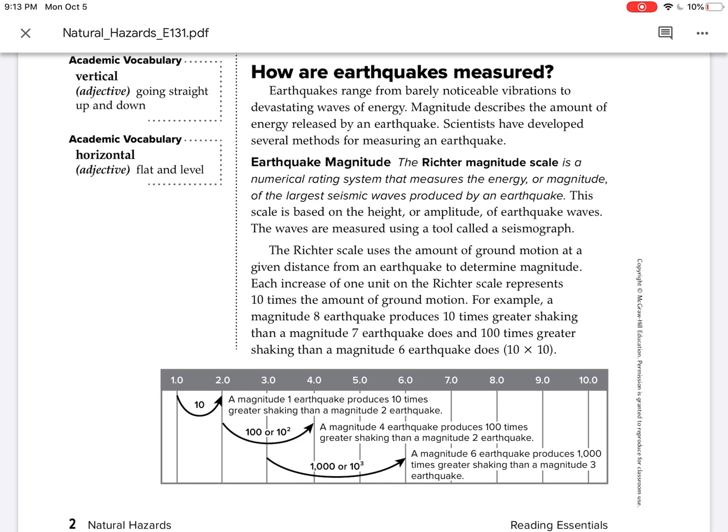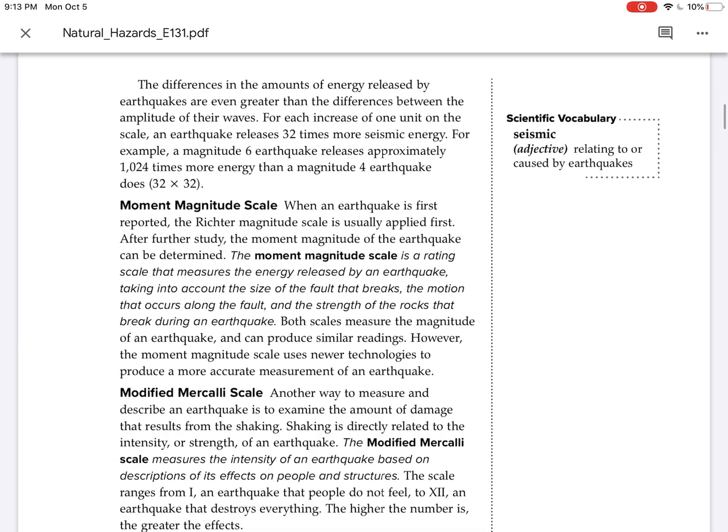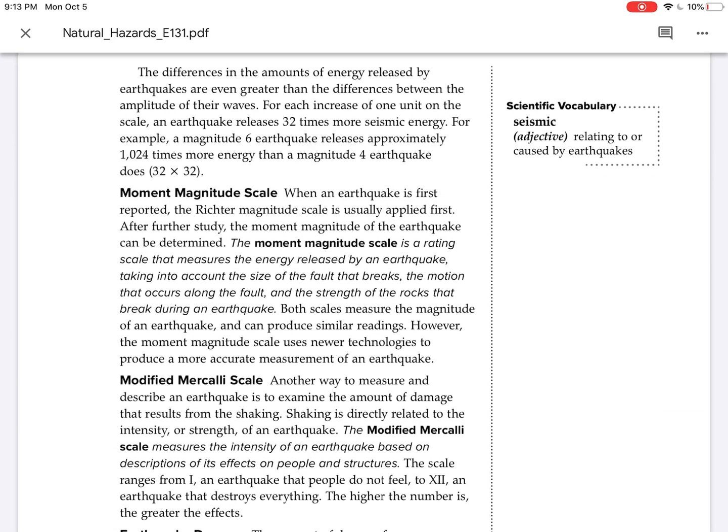For example, a magnitude 8 earthquake produces 10 times greater shaking than a magnitude 7 earthquake does, and 100 times greater shaking than a magnitude 6 earthquake does. The difference in the amount of energy released by earthquakes is even greater than the difference between the amplitude of their waves. For each increase of 1 unit on the scale, an earthquake releases 32 times more seismic energy. For example, a magnitude 6 earthquake releases approximately 1,024 times more energy than a magnitude 4 earthquake does.